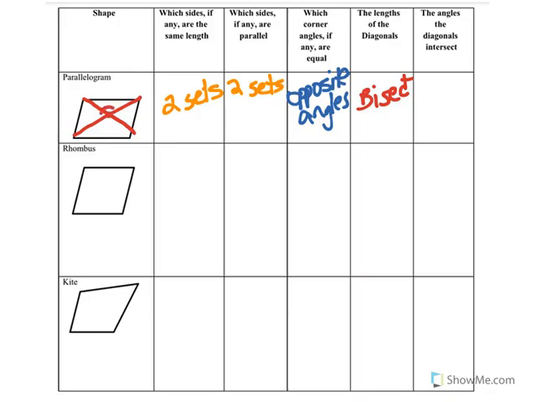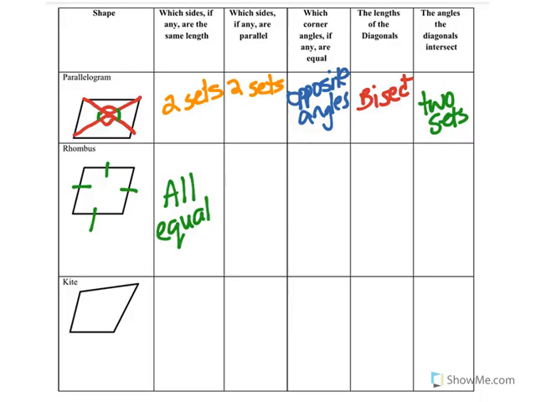And when they bisect, it's going to make, again, a couple sets of equal angles. So those two would be equal, and those two would be equal. So again, 2 sets of equal angles. A rhombus, all the sides are equal. So it's like a square, but they're on an angle. So all equal sides.